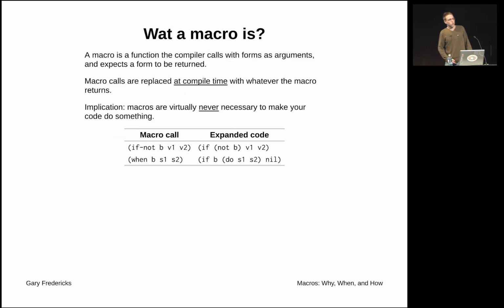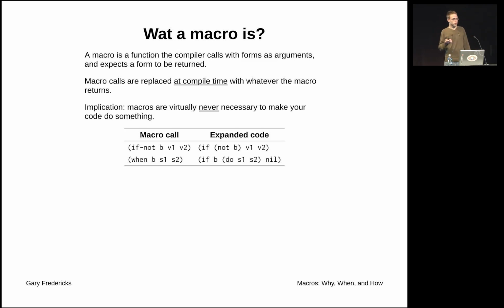So with that out of the way, what is a macro exactly? A macro is a special function. When you see a macro call, it's a parenthesized thing with the macro name at the front and then some arguments. And the compiler is going to pass those arguments as forms into the macro at compile time. It's expecting the macro to return a form, and then the macro call is going to be completely replaced at compile time with whatever the macro returned. So this only gets called once for any given macro call that you see in your code. And effectively, the macro does not exist at runtime.